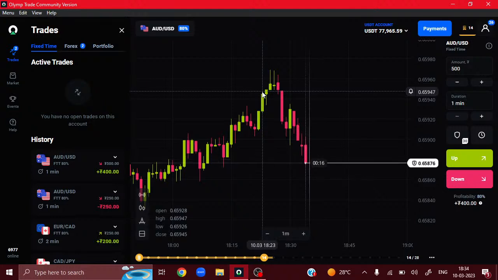SEBI actually did not ban crypto and NFT, just the rules and regulations are tightened a bit. Yes, we will be doing it live, Bheem, today.